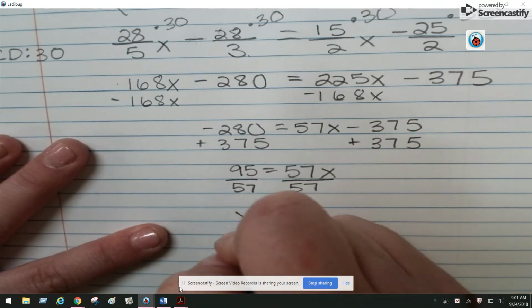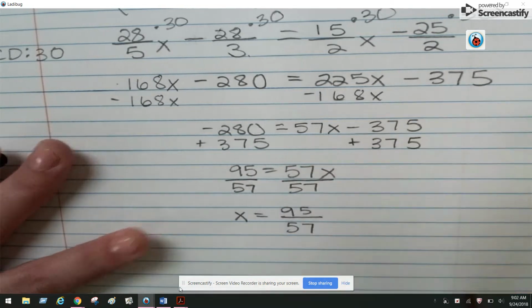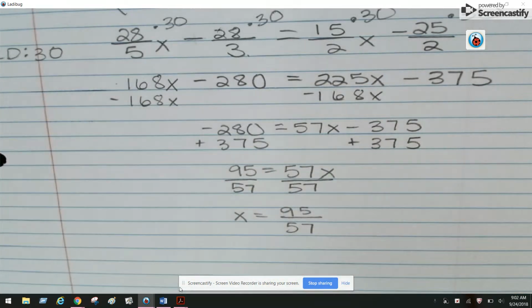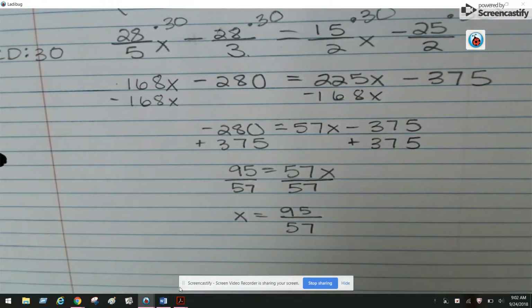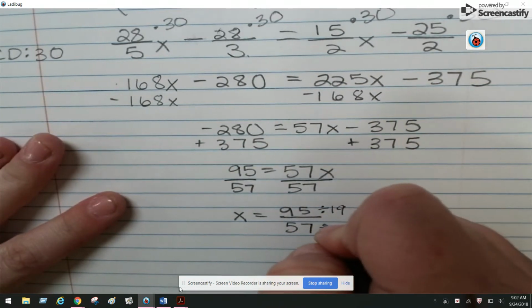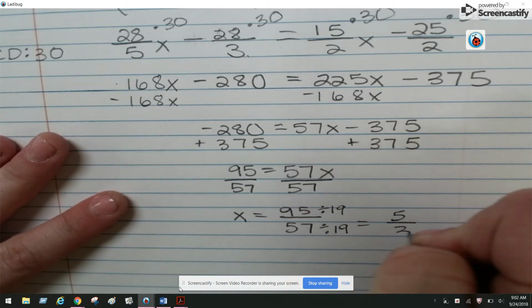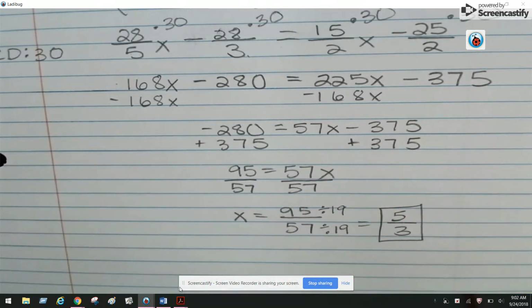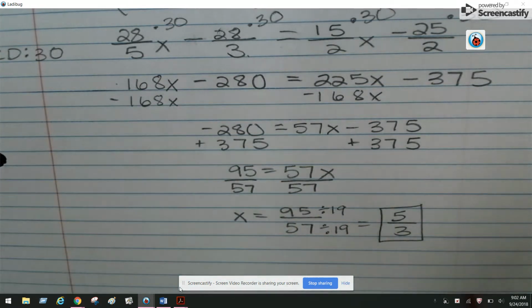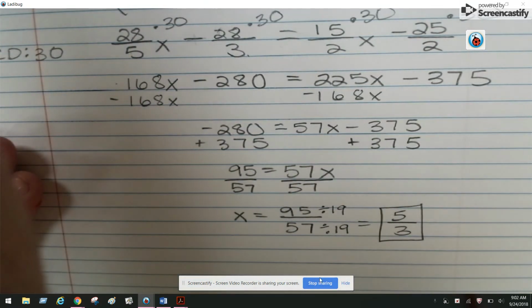And I'm going to get x equals 95/57. This is a tricky one, but this one actually can be simplified, so you always want to double check. If I divide each by 19, I'm going to get 5/3 as my answer. So always double check. It looks like it can't be simplified, but in this case it can. So you always want to double check that, and we should get 5/3 as our answer.